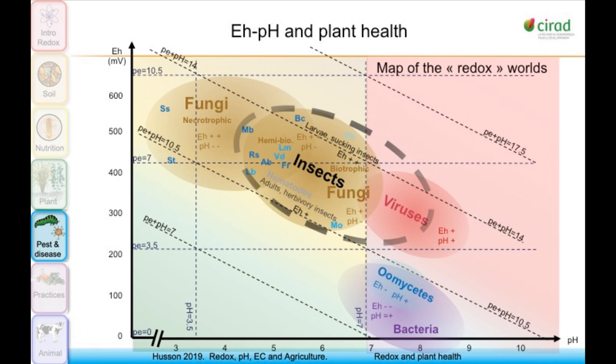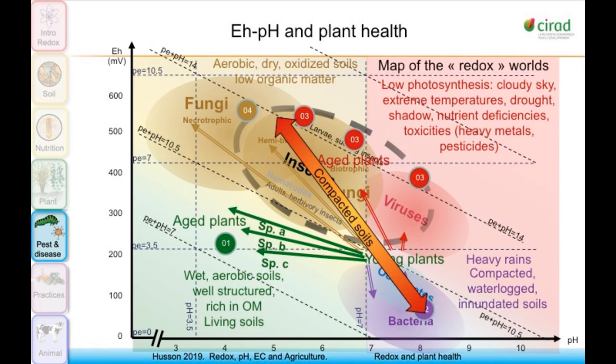Why the oomycetes? It's Pythium, Phytophthora, Plasmopara, Peronospora. That means mildew and Pythium, basically. And for me, I could not understand why on grapes the mildew was not developing in the same condition as oidium. Oidium is really in an acidic, oxidized condition, but mildew is heavy rains and waterlogged, compacted soils. And in fact, it's just because mildew is not a fungus, it's an oomycete, and oomycetes are close to algae, and brown algae are around here.